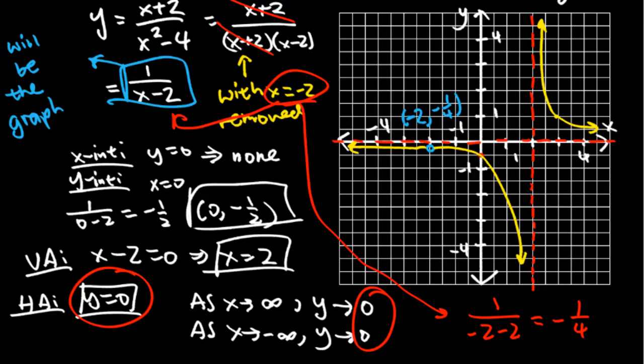And notice that we just have that little circle there at -2, -1/4. That's why it's also called a hole. It's because it's literally drawn as a hole. But just the name hole doesn't tell you a lot. Removable discontinuity tells you a lot.